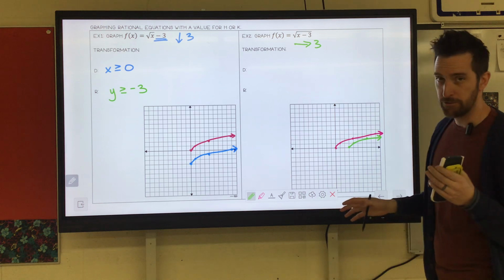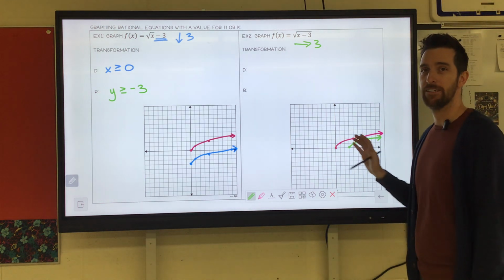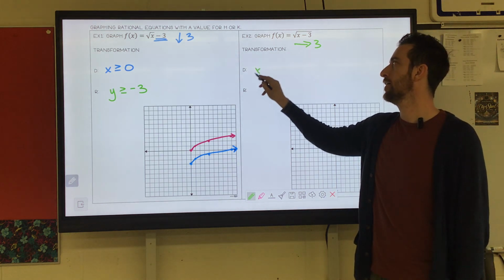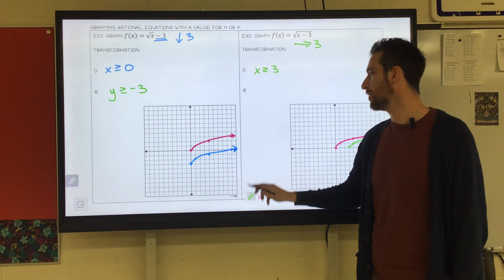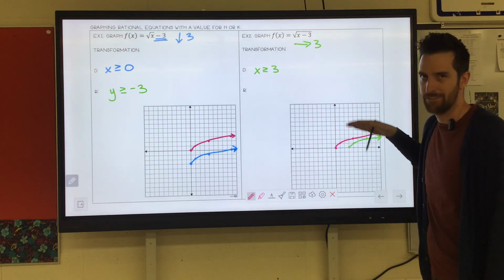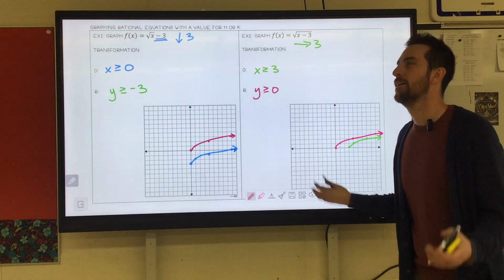This changes our domain because what's the furthest this green line ever hits left and right? The furthest it goes to the left is at 3. So we're going to say x is greater than or equal to 3. Range is up and down. Still, the lowest this one hits is 0. So we're going to say y greater than or equal to 0. Pretty fun.